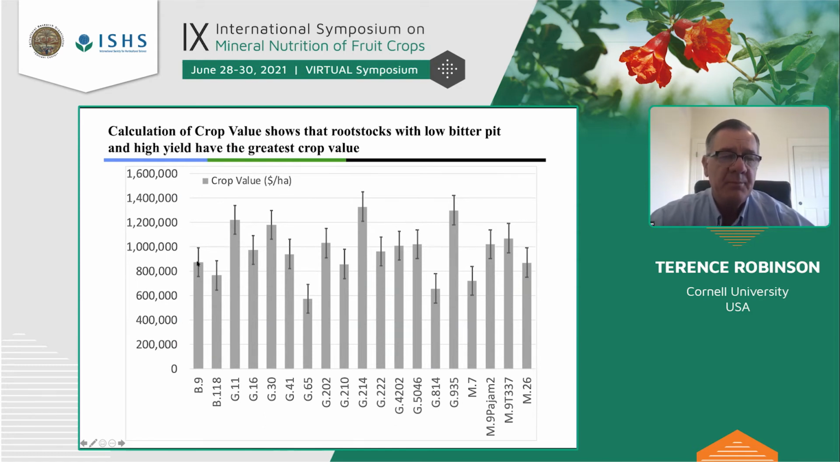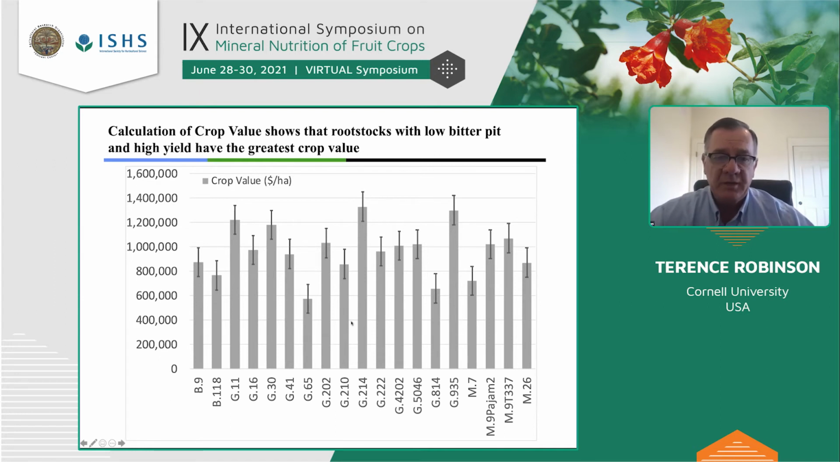I first want to compare B9 with G65. They both had low bitter pit incidence, but the yield of B9 was higher than G65. Hence, the cumulative crop value was much higher, almost $900,000 per hectare over 14 years.